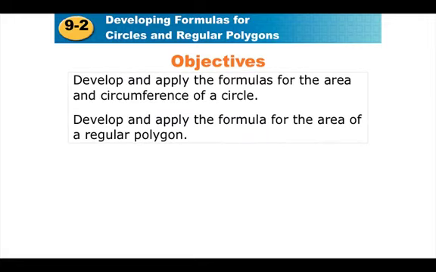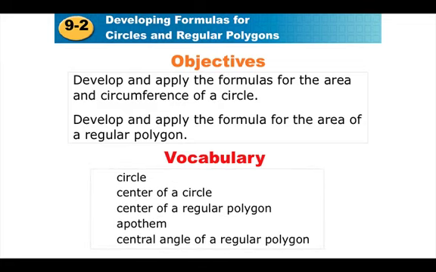This is section 9.2, developing formulas for circles and regular polygons. These are the objectives. Develop and apply the formulas for the area and circumference of a circle. Develop and apply the formula for the area of a regular polygon. This is the vocabulary: circle, center of a circle, center of a regular polygon, apothem, central angle of a regular polygon. Next slide.